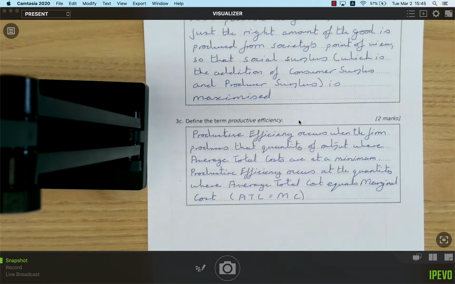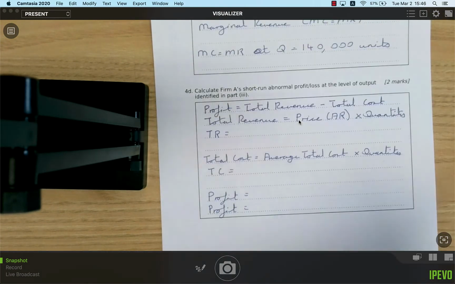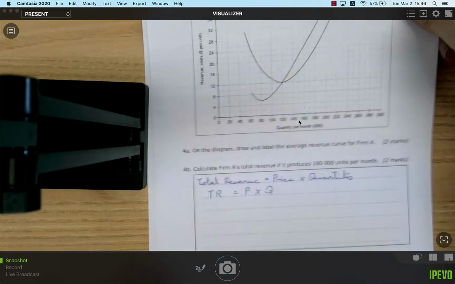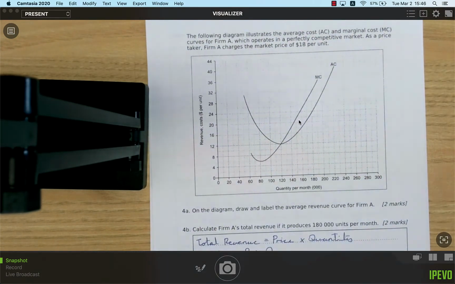Okay, well, what is that quantity? Productive efficiency occurs at the quantity where average total cost equals marginal cost. And again, in the previous video, I went through the diagram for that, so there's no massive need to replicate it here. Okay, very good. Moving on, guys, nearly there.